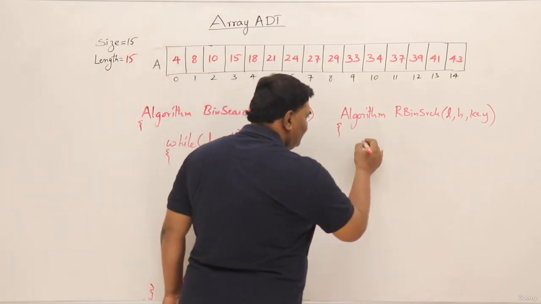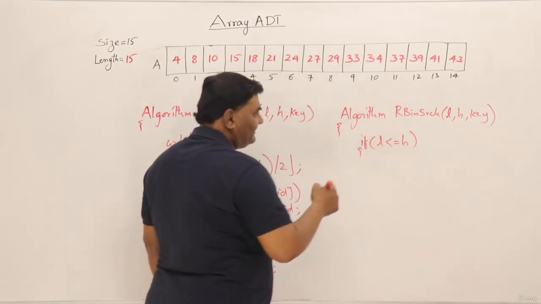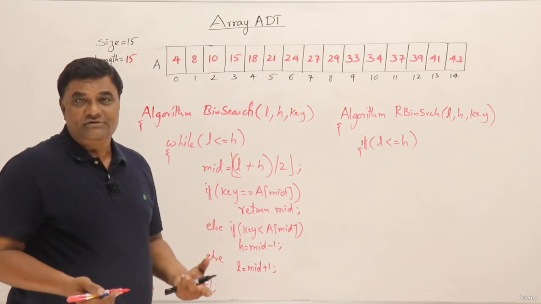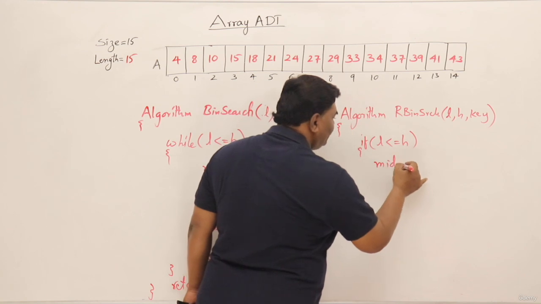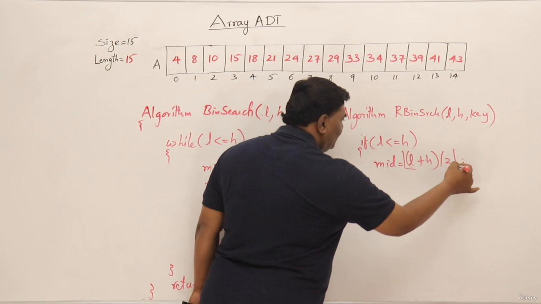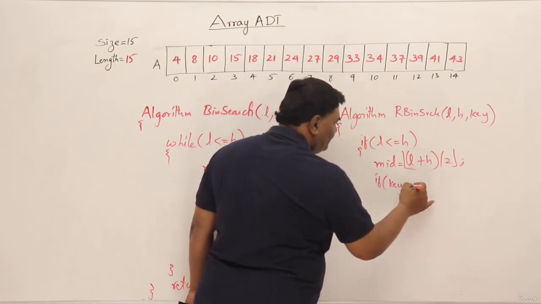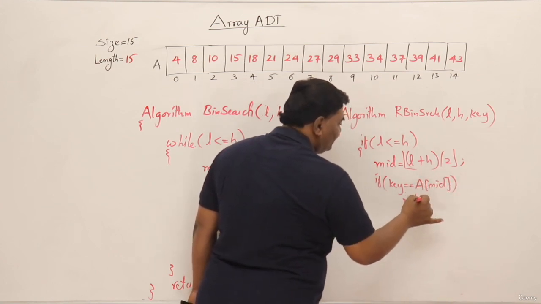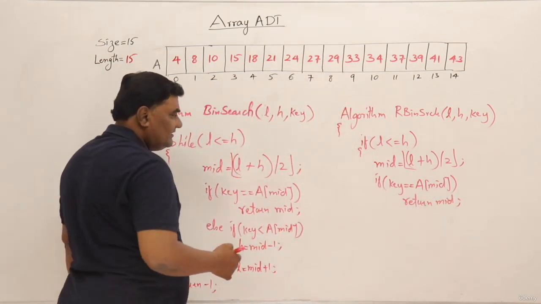So first thing we check is if low is less than or equal to high, then only we will consider. If low is less than or equal to high, at least there is one element. If low is greater than high, it means there are 0 elements. So first condition we check. Then after that we find out mid, which is low plus high divided by 2, floor value. And we check if key is equal to A of mid. If so, then the element is found, so return mid. It is almost similar.